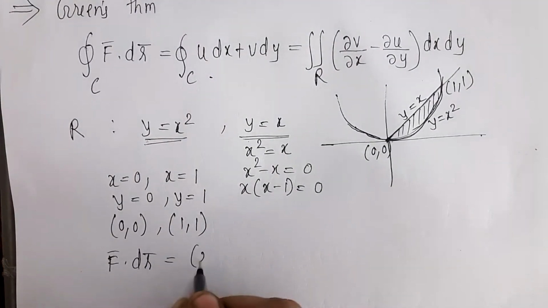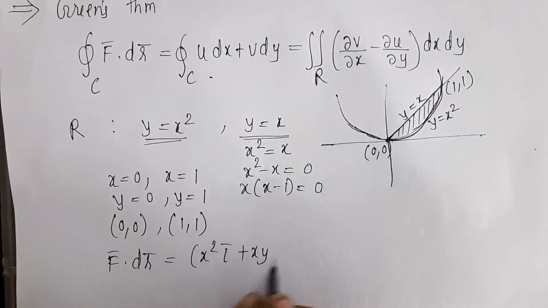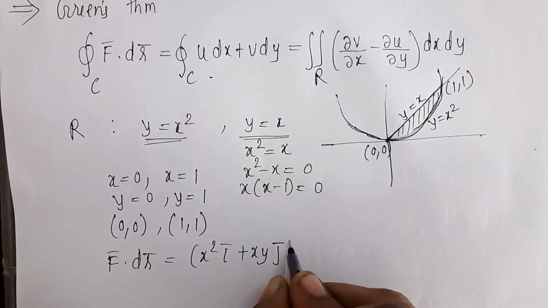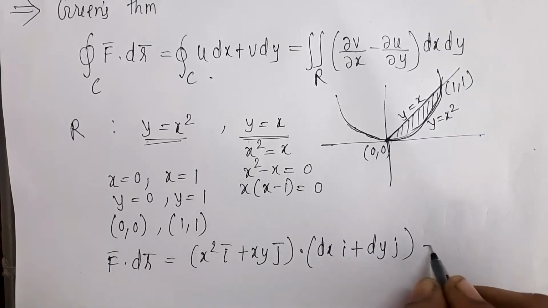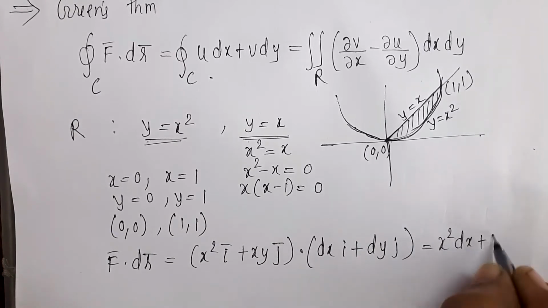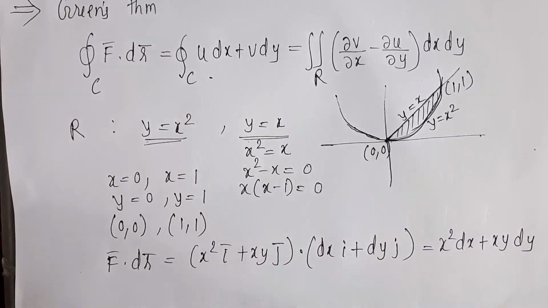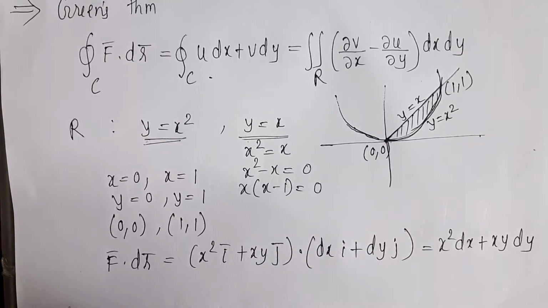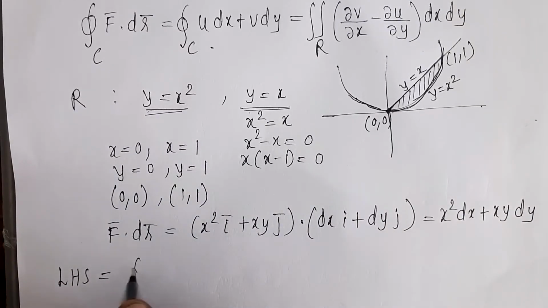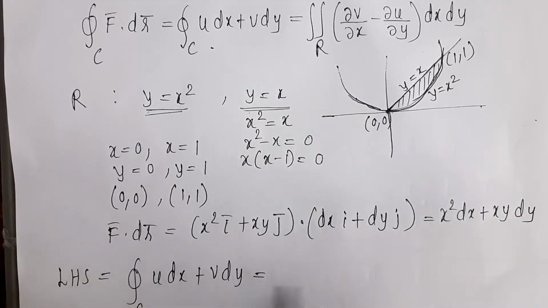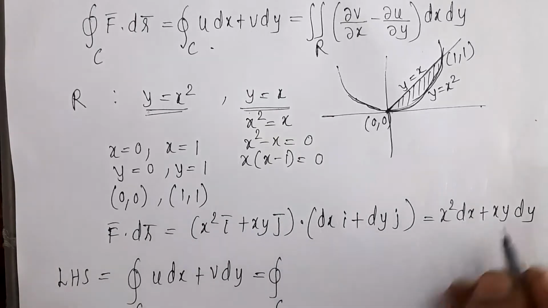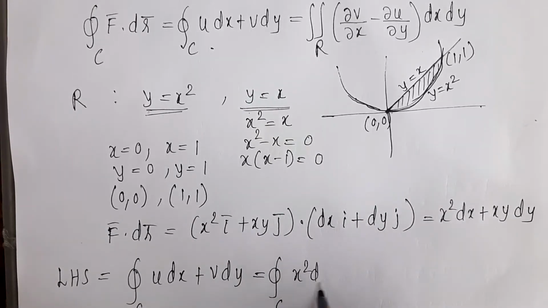F dot dr is equal to x² i plus xy j, dot product with dx i plus dy j, which is equal to x² dx plus xy dy. Now consider LHS. LHS is equal to the integral over C of u dx plus v dy, which is the integral over C of x² dx plus xy dy.